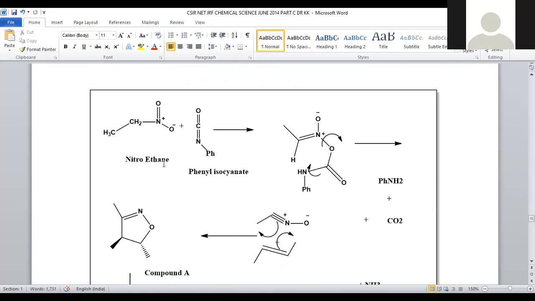Initially, we are taking nitroethane upon treating with phenyl isocyanate. This is the system PhN=C=O, called phenyl isocyanate. When phenyl isocyanate is added to this, what happens here? At this carbonylic center, which one will be added? O minus will be added to the carbonylic center, right? So this is the compound that we are getting here.